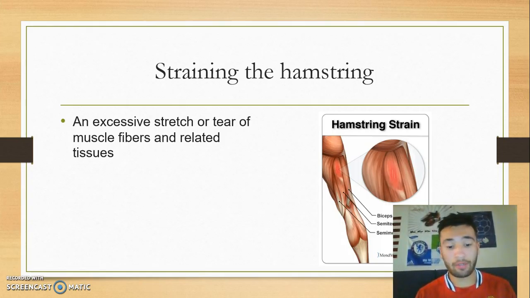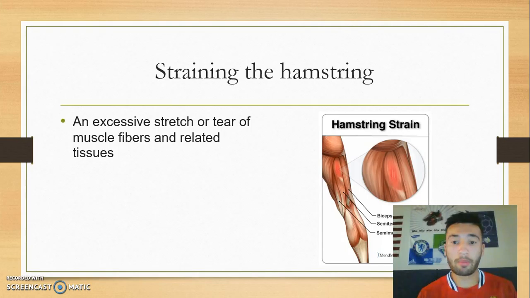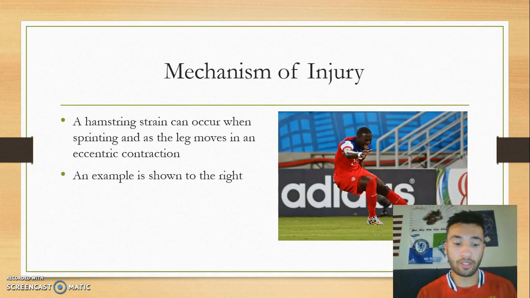The hamstring is on the back part of your thigh and has the semitendinosus, semimembranosus, and biceps femoris. The biceps femoris is on the outside of your thigh in the back. The semitendinosus is in the middle portion, and the semimembranosus is in the inner portion.